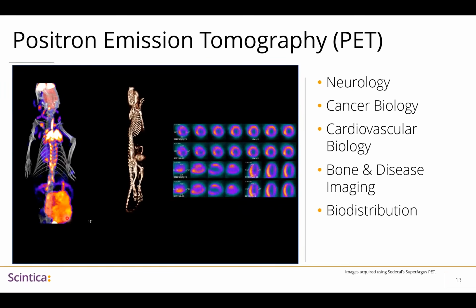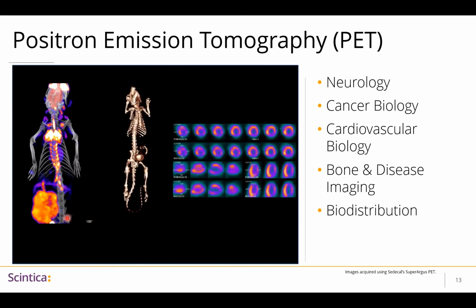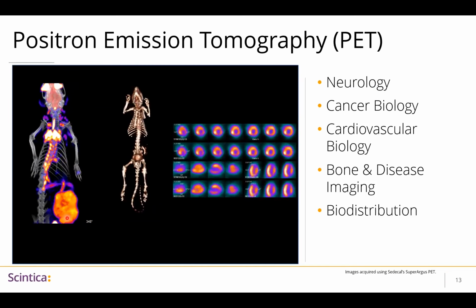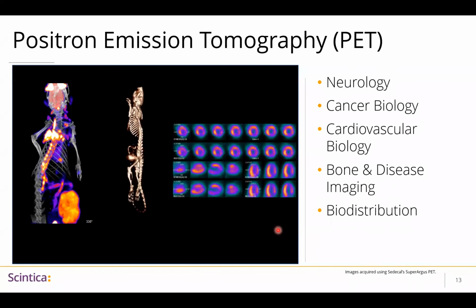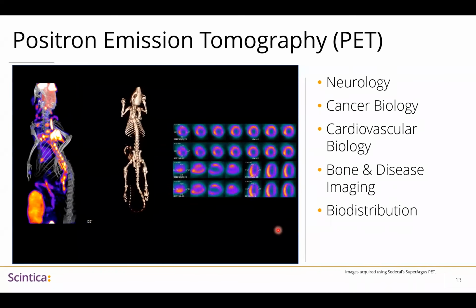So cancer biology, very strong application because we're looking at the increased metabolic activity within the tumor using that glucose analog FDG. We can also look at cardiac function or the lack of perfusion into an area.